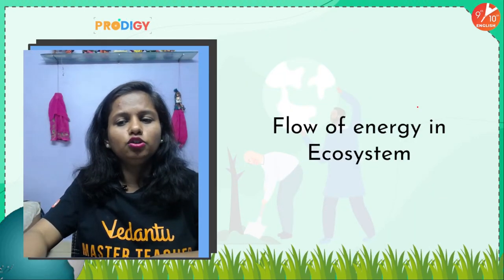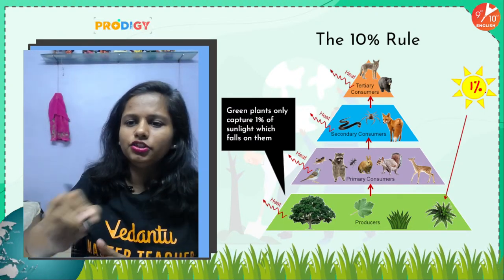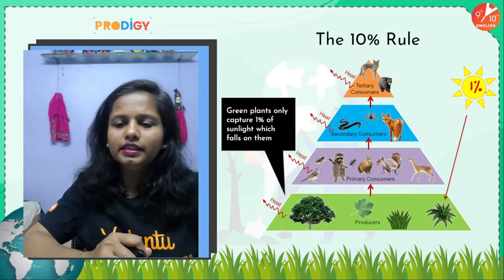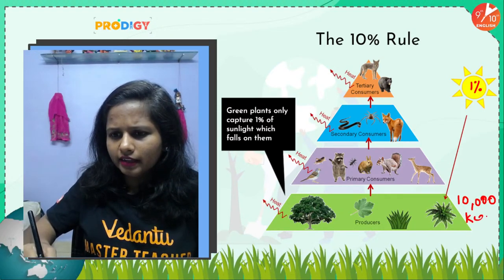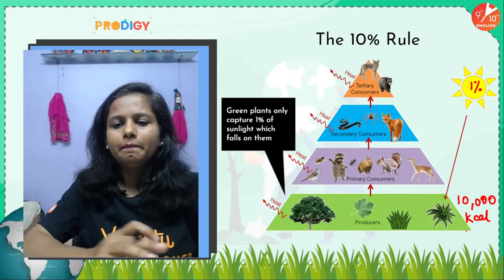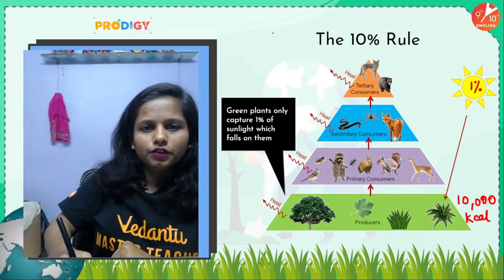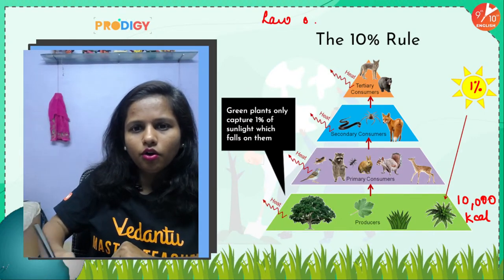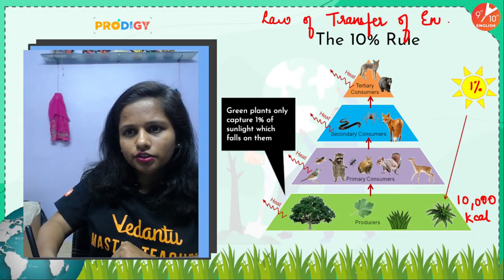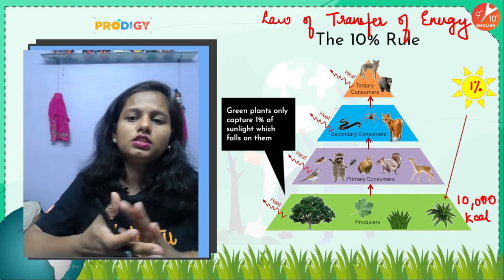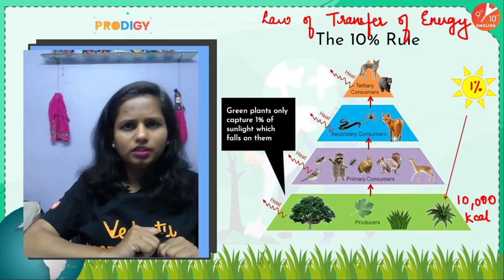Now, let's talk about the flow of energy. Now, I told you that 1% of the light energy is converted into chemical energy by the green plants. Let's assume that this is 10,000 kilocalories. Now, as per the 10% rule, the law of transfer of energy, what's the law? It's the law of transfer of energy.